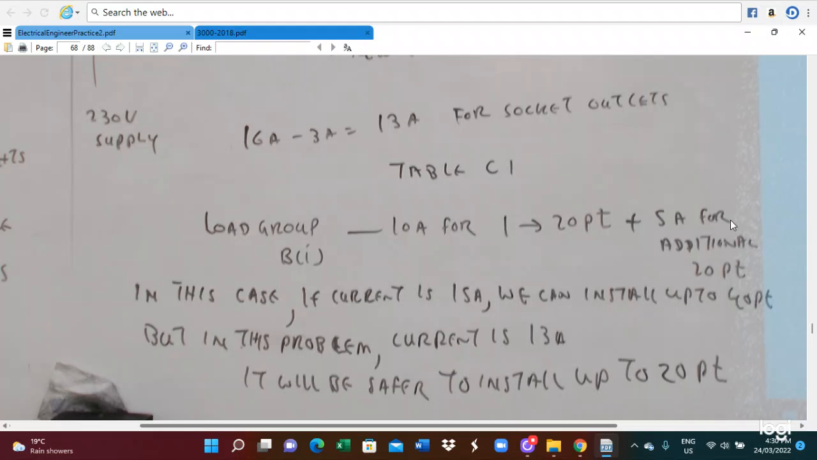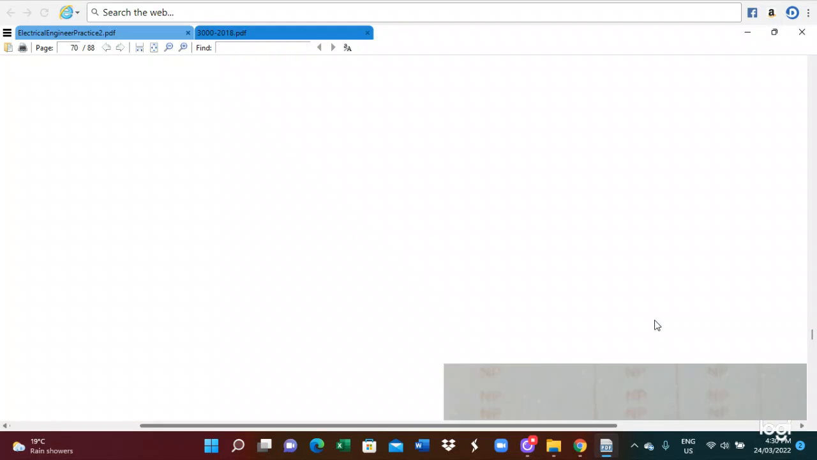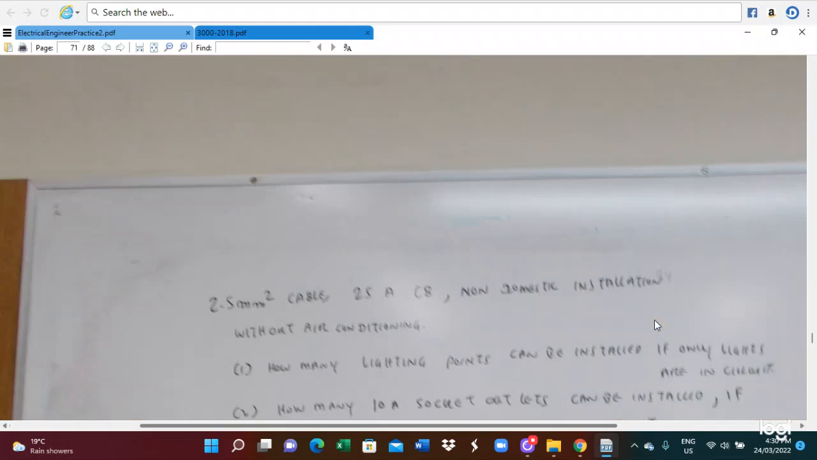13 MVR means 10 MVR is for the first 20 points. But 13 minus 10, so you got only 3 MVR left. This 3 MVR is not enough to install additional points because it needs 5 MVR. So it is safer to install only 20 points. So this is for that installation and those cables we are given.